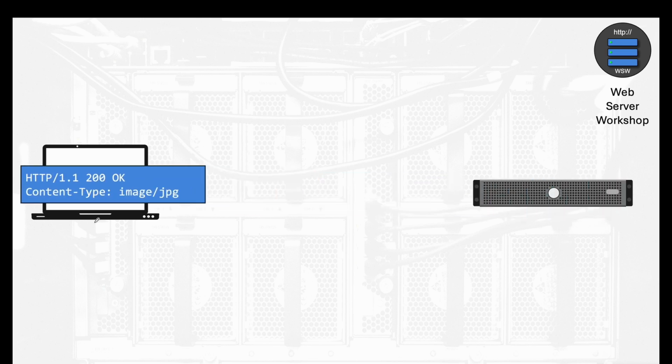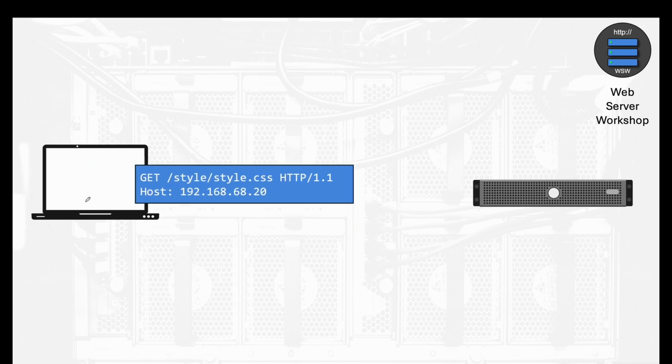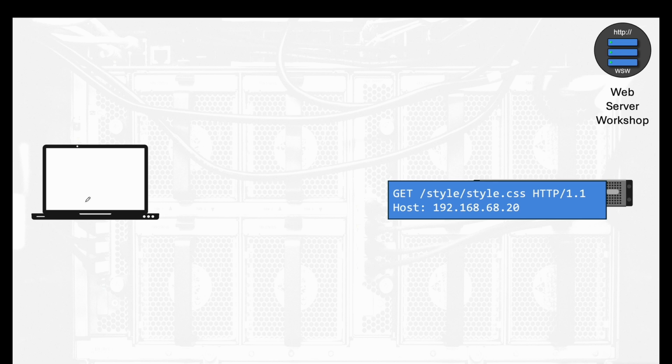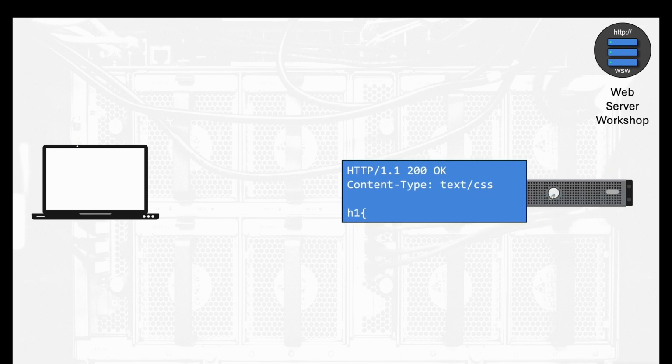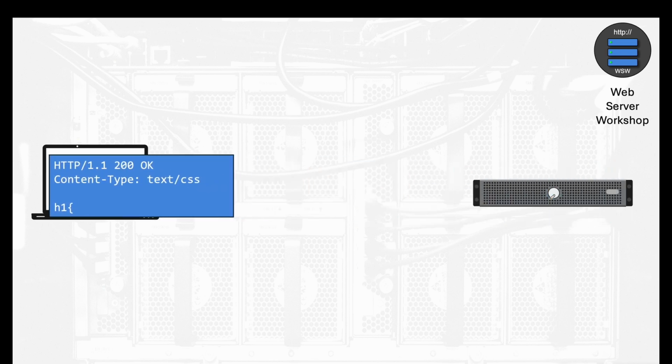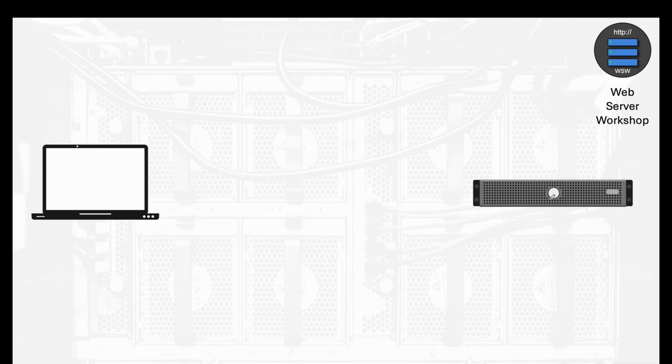The content type in this case is image/jpg. Finally, the browser requests the CSS file, again inside the style folder, and the server responds with the CSS file. Now that the browser has all of the data required to show the page, it gets displayed to the user.